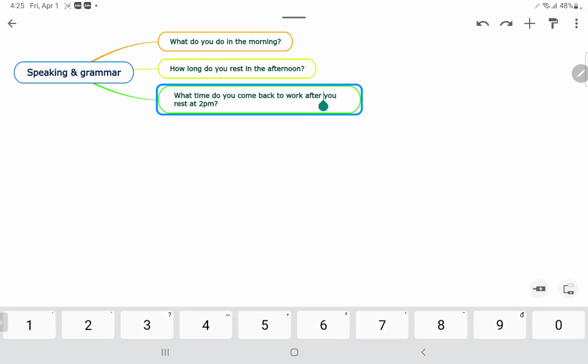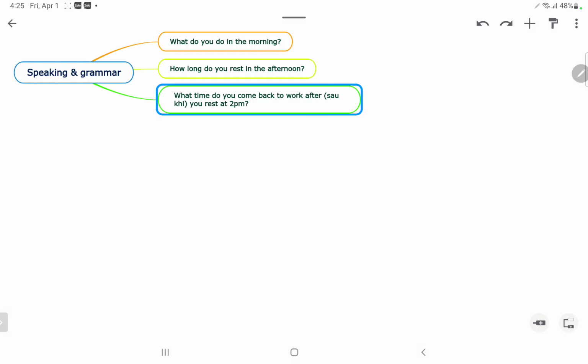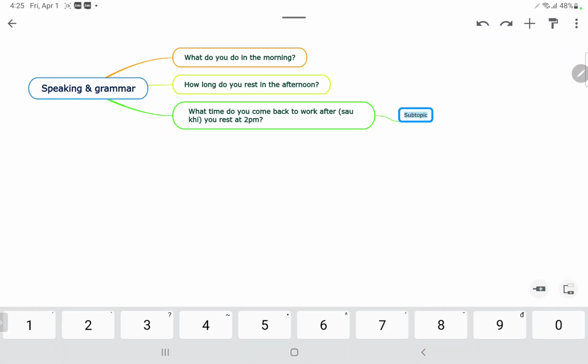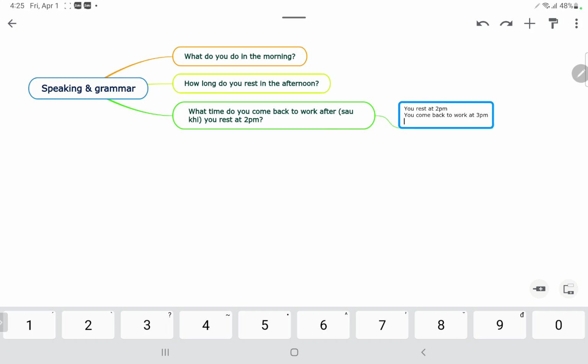Here we have the question here. What time do you come back to work? For example, you can say that you rest at 2 p.m., I understand, and then you come back to work at 3 p.m. It means you rest for 1 hour. So what about you, Mr. Hen? What time do you come back to work?